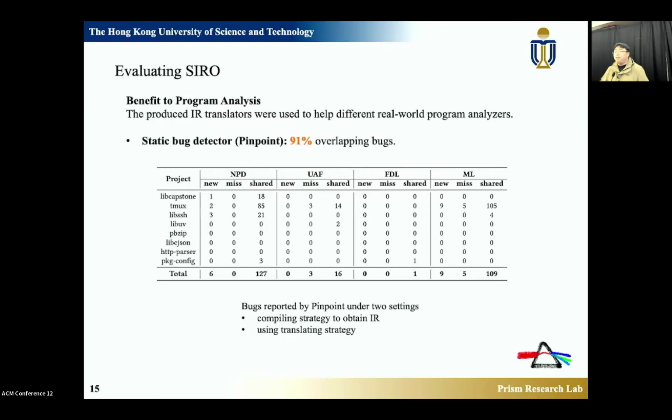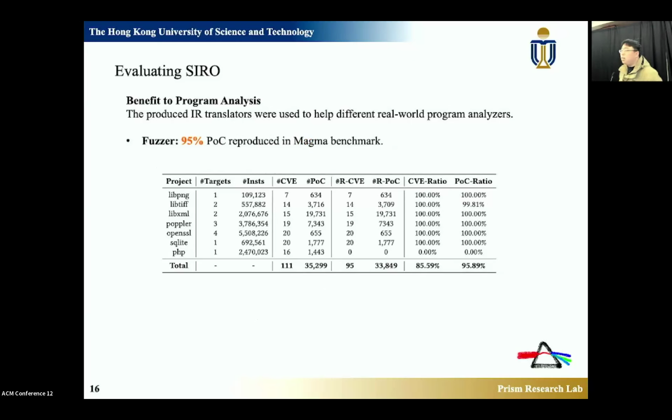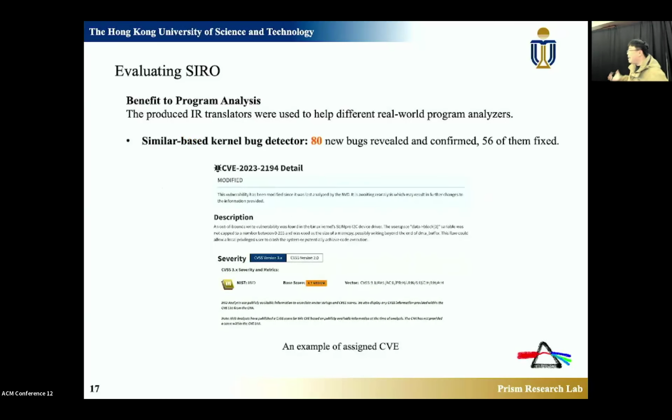We also quantify the benefit of our approach for downstream program analysis clients. Specifically, we show that our analysis can help bug detection discover almost the same number of bugs as if we analyze the code in the low version. And for fuzzing, we can reproduce 95% of the bugs in the Magma benchmark, which is a widely used benchmark for directed fuzzers.